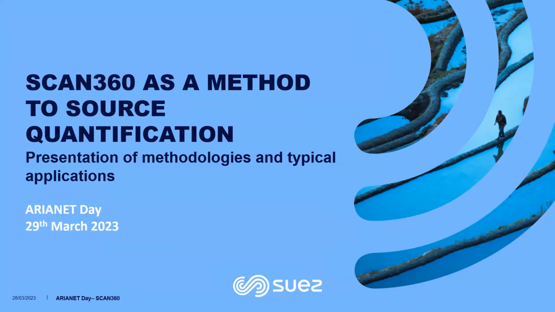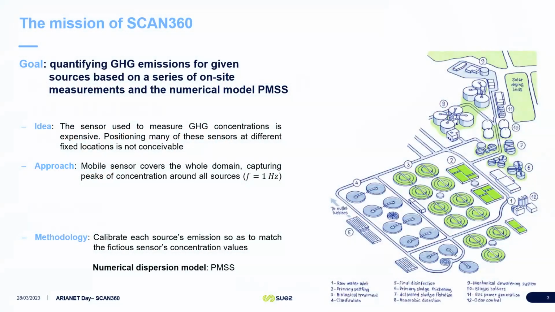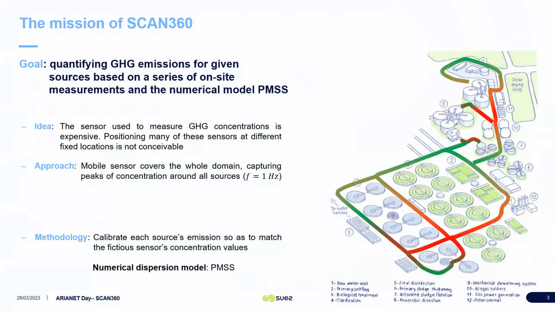So just a little bit of context. Scan360's mission is to retrace and reconstruct sources of greenhouse gases, which typically will be CH4, NO2, and CO2. The way we do that is that we want to avoid having many sensors which are very costly. Instead, we're going to have one of these sensors moving around a site, and we basically reconstruct some fictitious sensors, allowing us to calibrate a dispersion model onto these sensors that we would reconstruct.